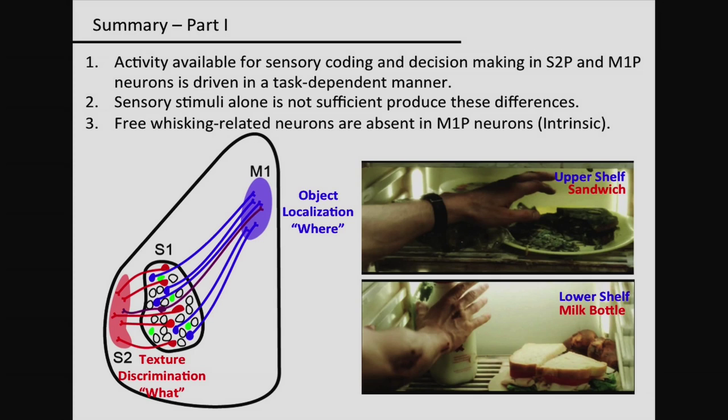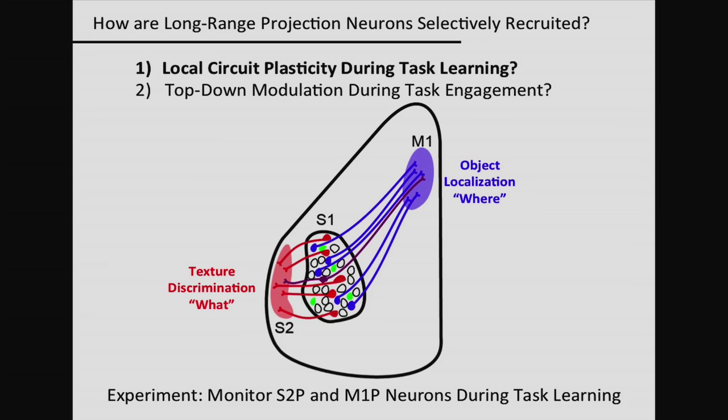There are some intrinsic differences that I mentioned, for instance, that M1 projecting neurons seem to be absent in the representation of responding to free whisking. Okay, so following from this, what we were interested in knowing, now that we see these differences across these task conditions, is what could be the mechanism for this?